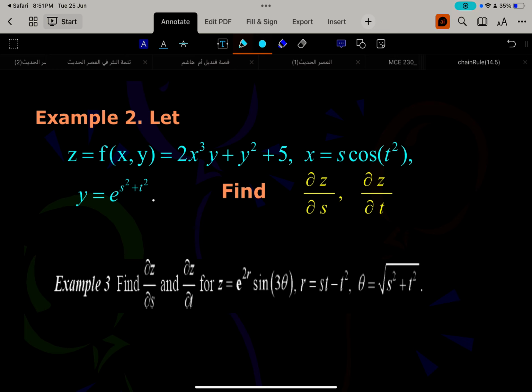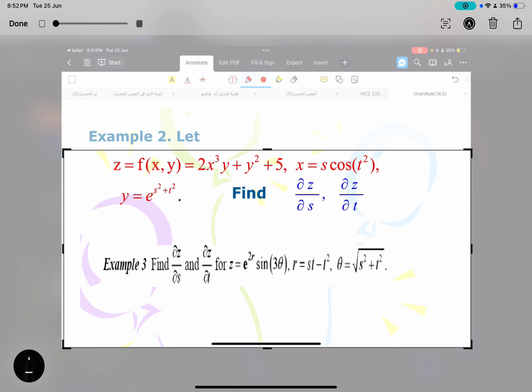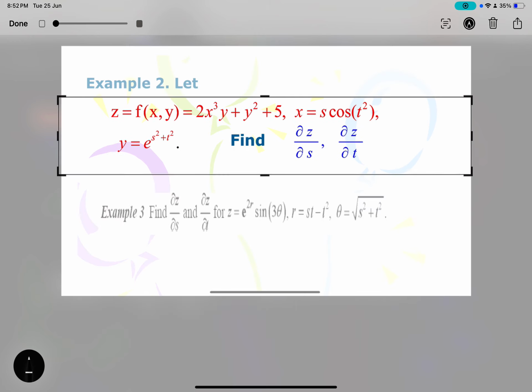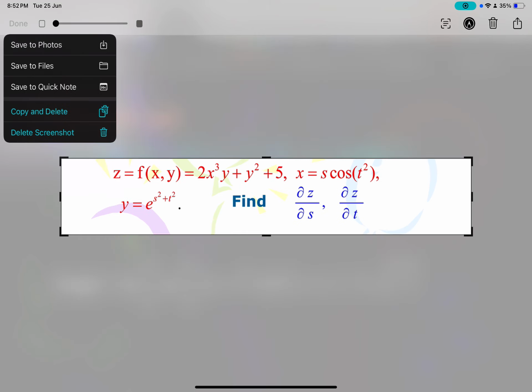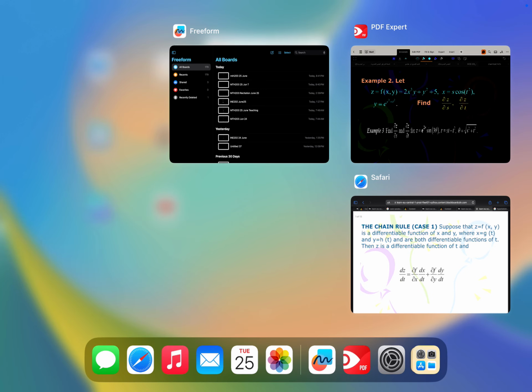Guys, we love examples. Examples give us a way to solve.